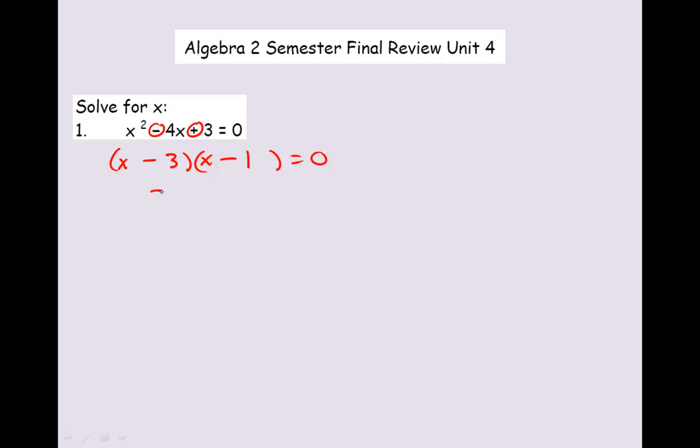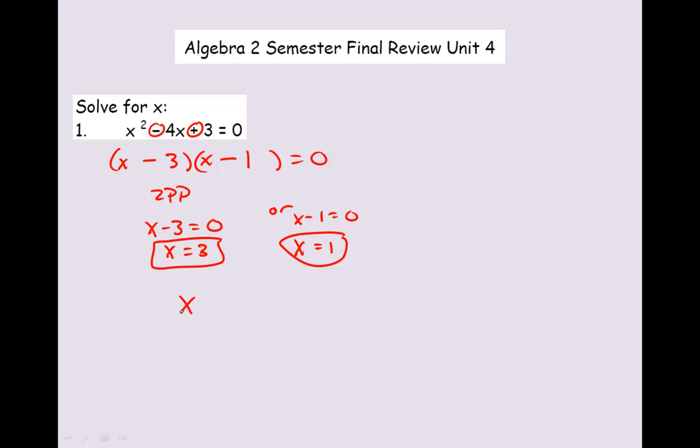Now to solve for x, we use zero product property. X minus 3 is equal to 0, or x minus 1 is equal to 0. Add 3 to both sides. Add 1 to both sides. And so when we solve for x, x is equal to 1 or 3.